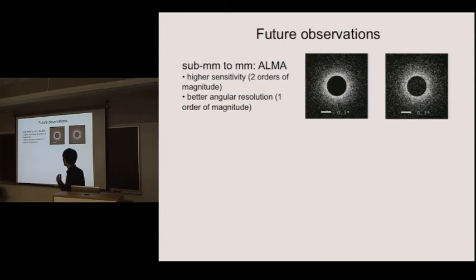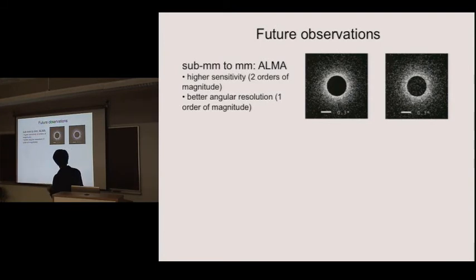The last thing I will talk about is some future observations which can improve our picture. In the sub-millimeter to millimeter, obviously everyone is talking about ALMA. ALMA has a higher sensitivity and a better angular resolution than the current instruments. It's about 2 and 1 orders of magnitude better. So this is an image showing the effect of ALMA theoretically.